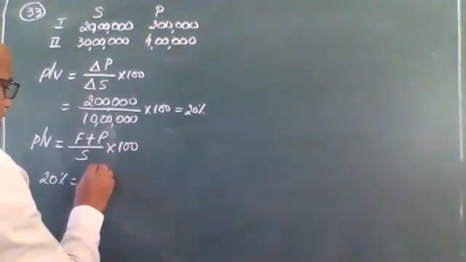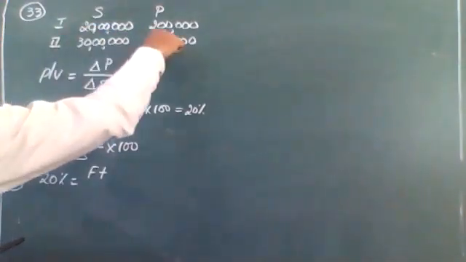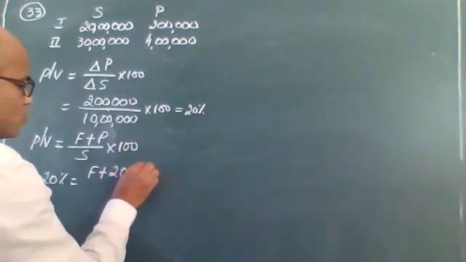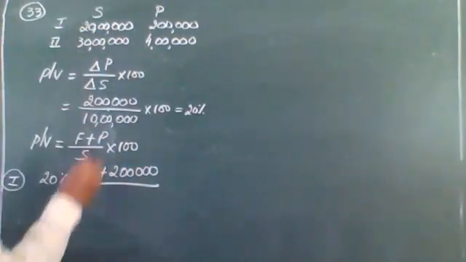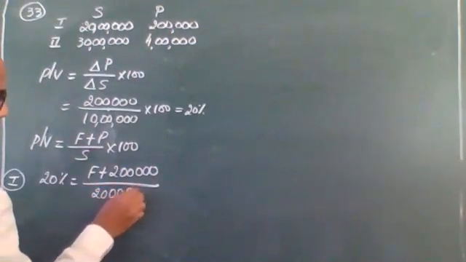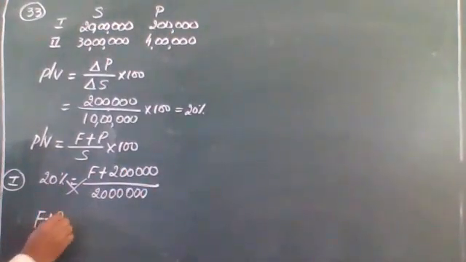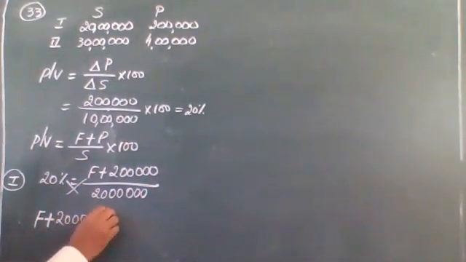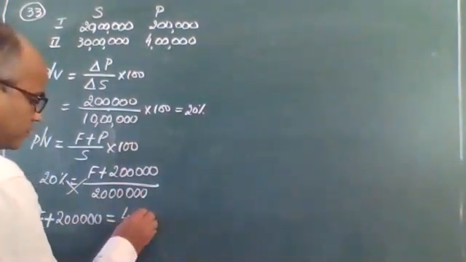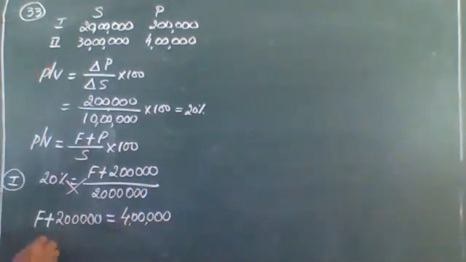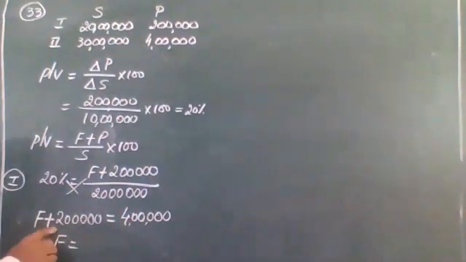Fixed cost is what we need to find out. Plus profit of the first year is 2 lakhs. So fixed cost plus 2 lakhs by sales of the first year, which is 20 lakhs. Cross multiplication: fixed cost plus 2 lakh rupees profit is equal to 20 lakhs into 20%. That gives you around 4 lakhs. Therefore, the fixed cost of the company is this, and the plus 2 lakhs going the other side becomes minus. So 4 lakhs minus 2 lakhs is 2 lakhs. This is your fixed cost.